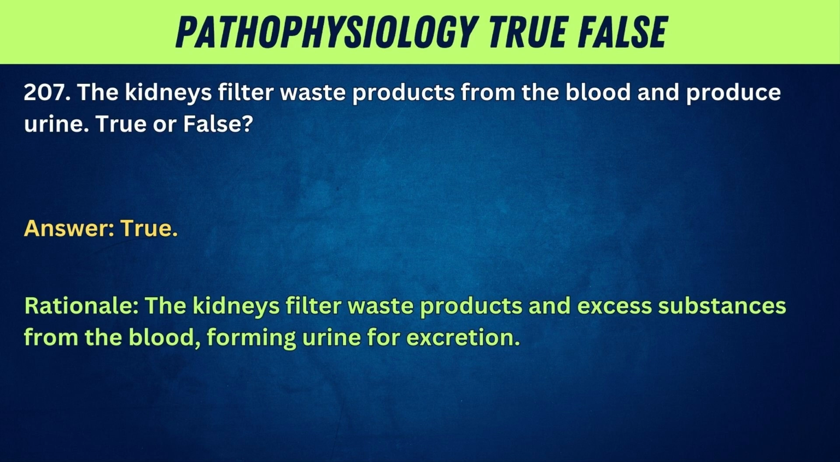207. The kidneys filter waste products from the blood and produce urine. True or false? Answer: true. Rationale: the kidneys filter waste products and excess substances from the blood, forming urine for excretion.